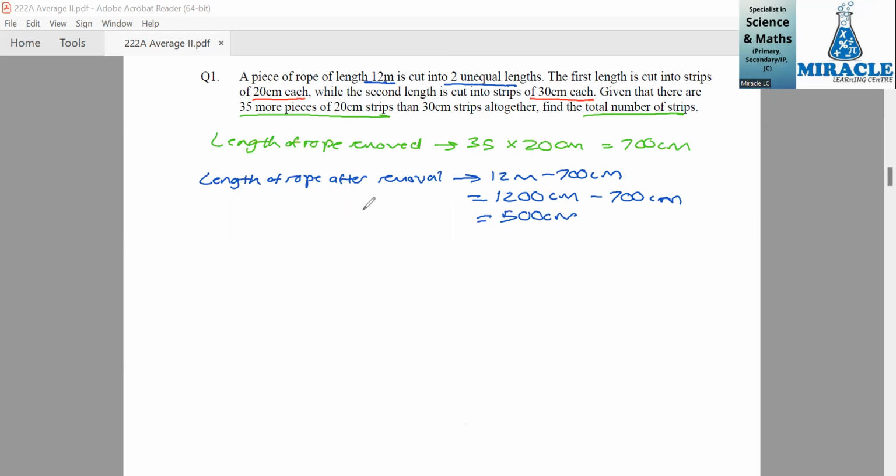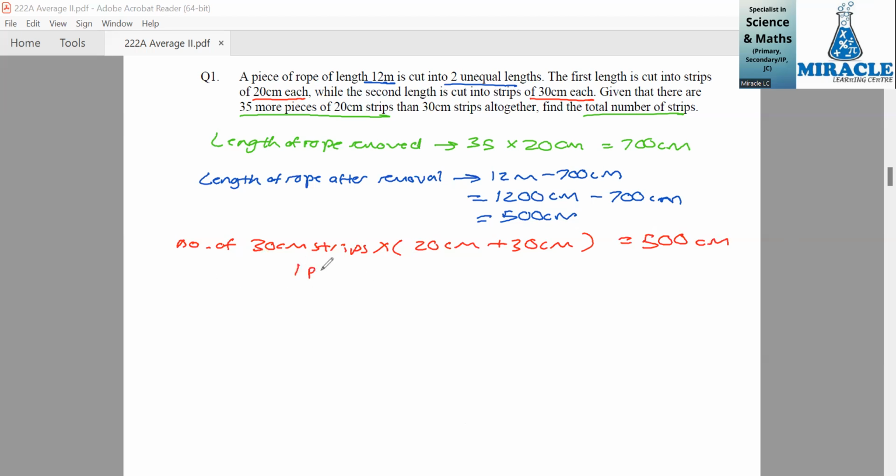So we know that now the number of 20 cm strips and the number of 30 cm strips are the same. So 500 cm represents the number of 30 cm strips multiplied by 20 cm plus 30 cm. So let's write this out. Number of 30 cm strips, since we removed the extra 20 cm strips, so now number of 20 cm strips is the same as number of 30 cm strips. So this times 20 cm plus 30 cm represents 500 cm.